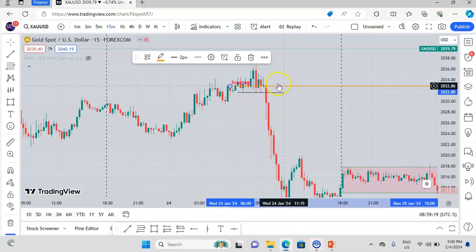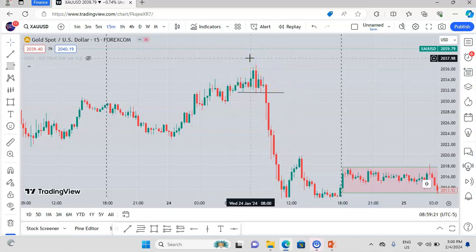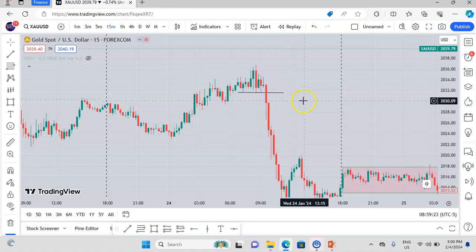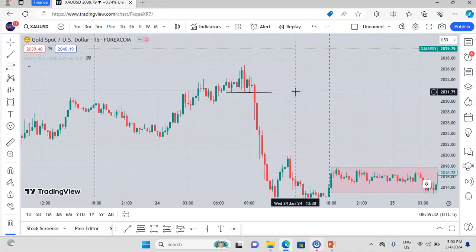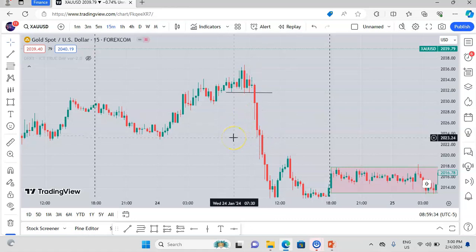Right. Now, I want to explain in this video, not like the difference, but I want to teach what market structure shift means, because sometimes you may be hearing this from some persons. Market structure shift. So, what exactly is market structure shift? Market structure shift is a type of market structure break, but this time around, the market structure break happens with what? Speed or velocity.